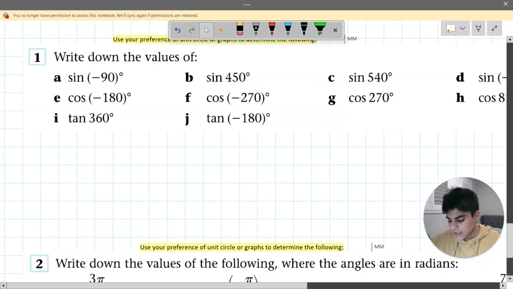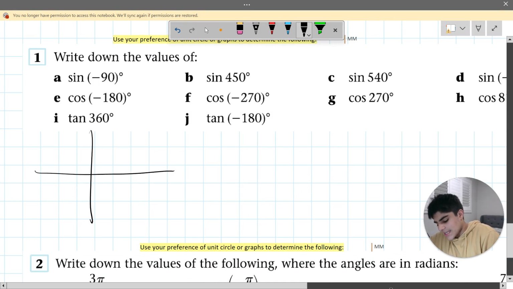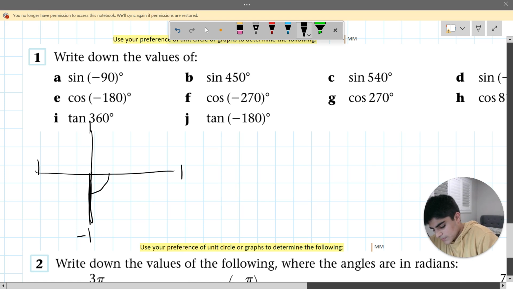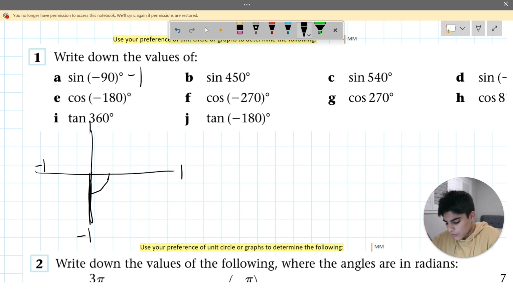Write down the values of sine -90. Okay, let's do this. We've got a diagram here. Sine -90, so negative pi on 2, is this. The exact value for this is -1. Cosine -180, so we're going one full 180 degree rotation in the negative direction. This brings us here. Cosine is -1.